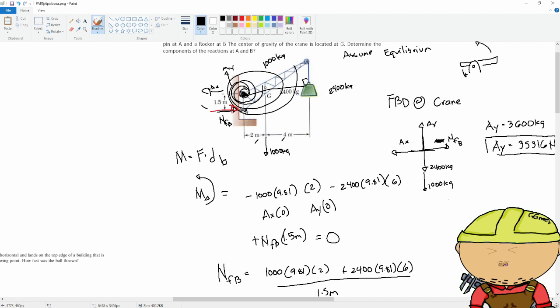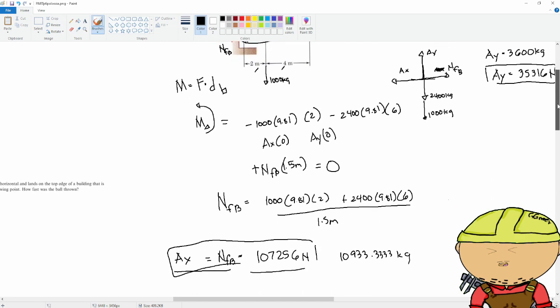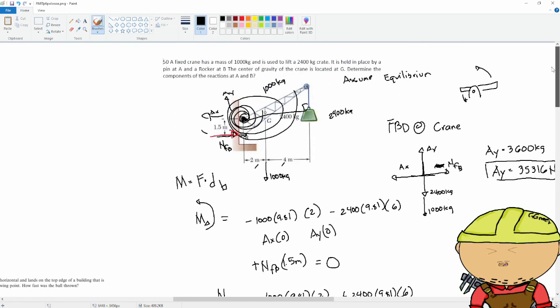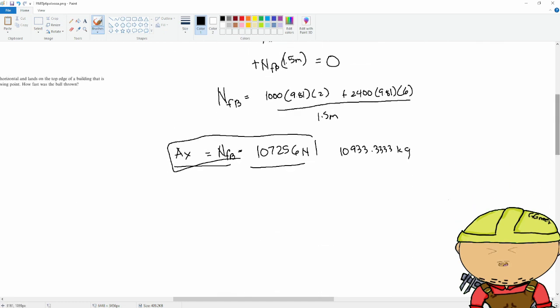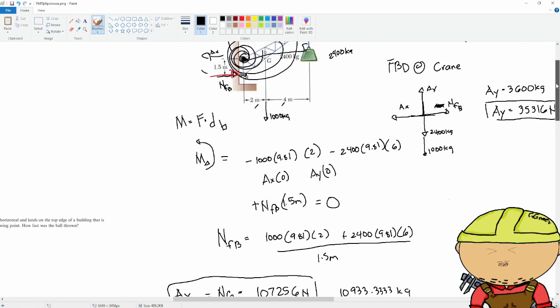There are no more equations that I could use for statics, and I think this is the correct answer. Right, AY is 35,316, and AX and NFB are 107,256. AX is going to the left, and NFB is going to the right.